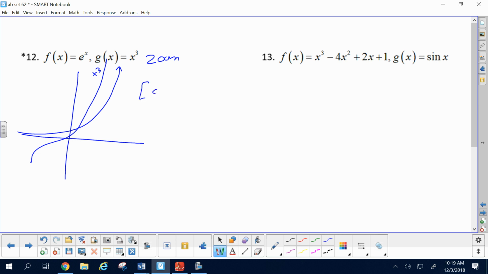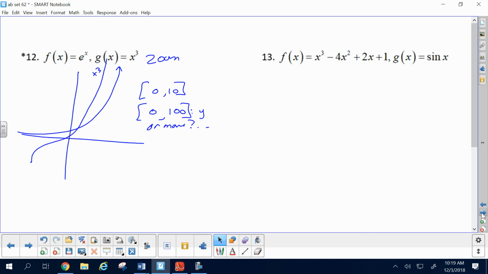I would change my window maybe to 0 to 10 in x, and maybe 0 to 100 or more in y, because the exponential is going to go super tall fast. Eventually, you just have to do that. One more. Okay? I typically go by powers of 10, so I go to 0 to 100, and that doesn't work because of 1,000.